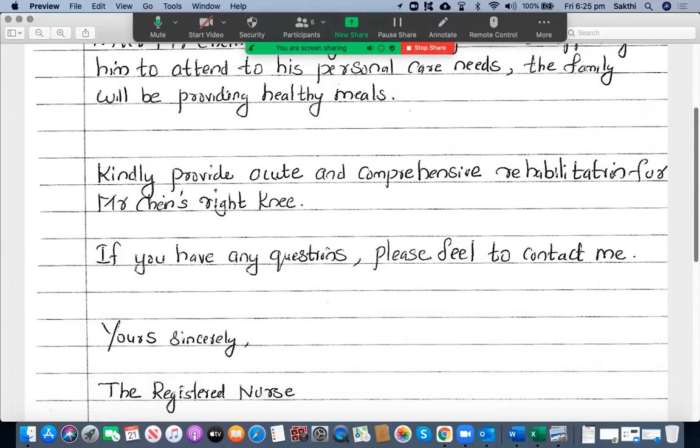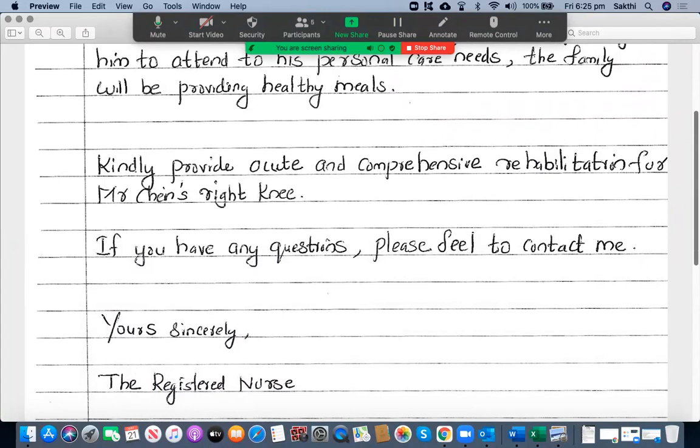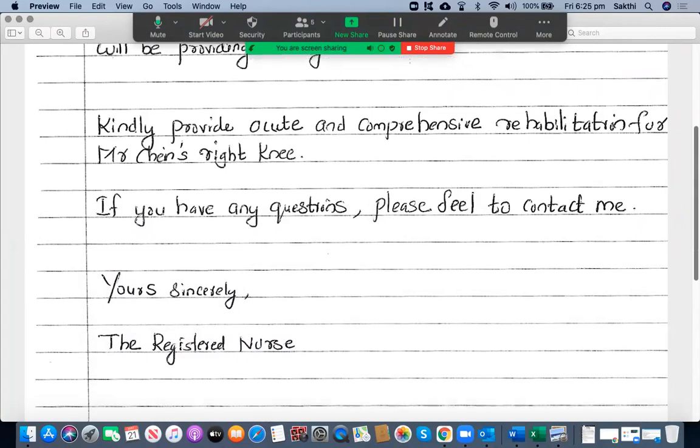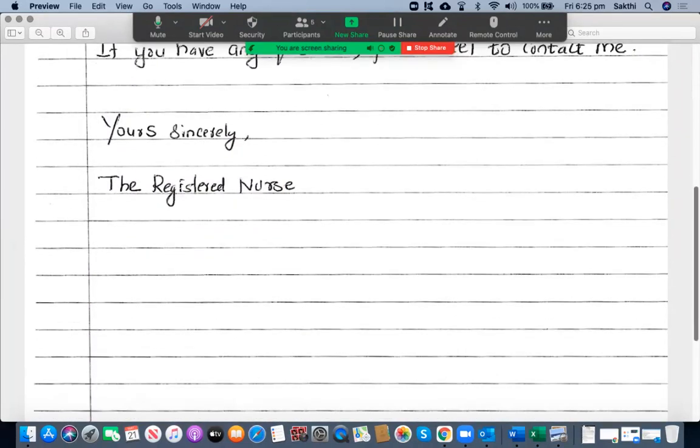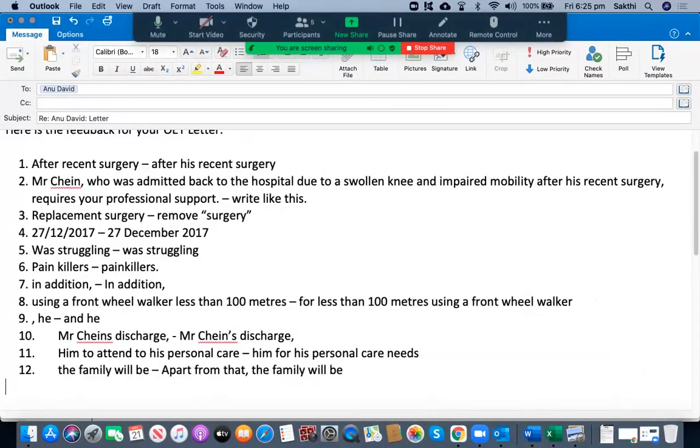Kindly provide acute and comprehensive rehabilitation for Mr. Shin's right knee. If you have any questions, please feel free to contact me. Yours sincerely, the registered nurse. All good. Yes, there are no other mistakes.